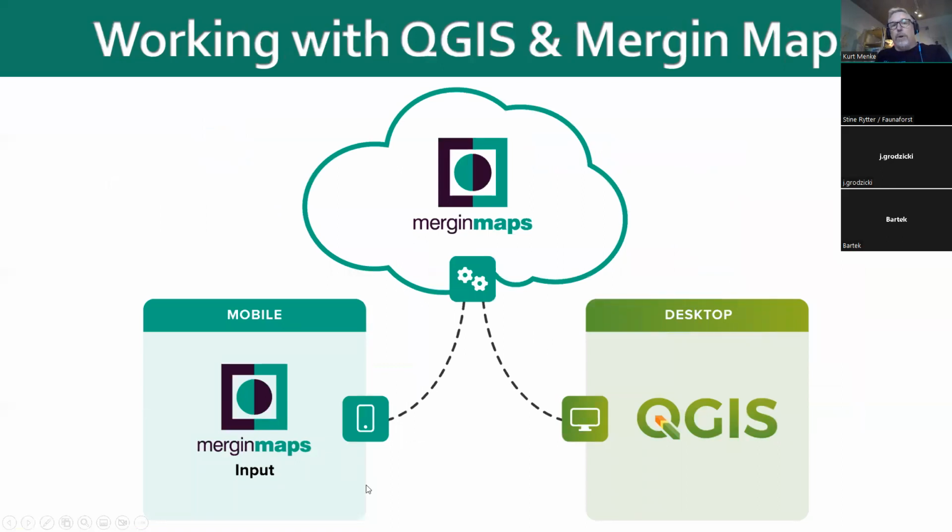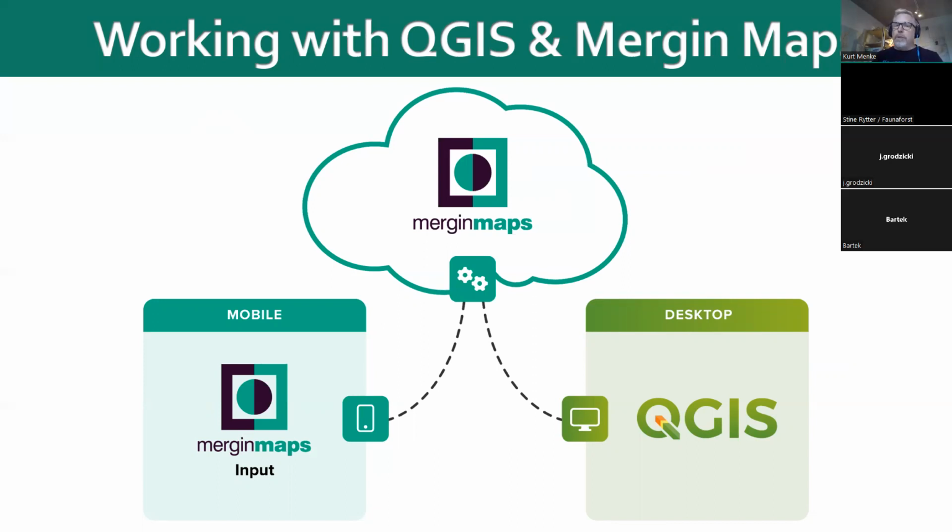So the general workflow with this system is we do most of the work in QGIS, and you set up your project there. You then use the Merge and Maps plugin to synchronize this up to your Merge and Maps cloud account. And then when you get onto your mobile device with Merge and Maps input installed, you will be able to pull that project down to your mobile device and go out and collect data. And you can then just use the synchronization component to pull this project to and from the desktop and mobile device so that both are in sync.